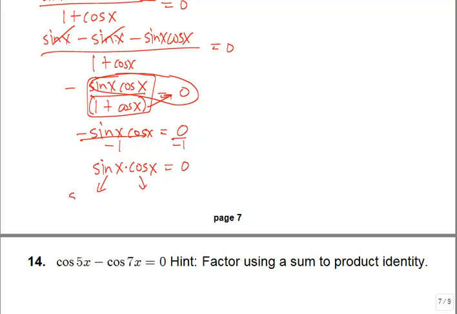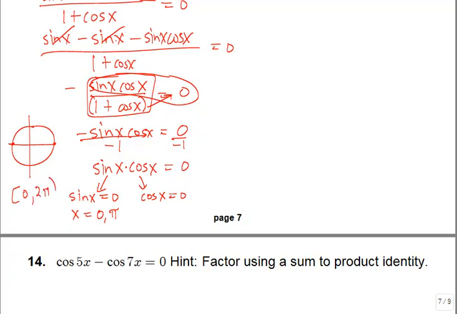So all we have to do from here is take that sine of x and set it to 0, and this cosine of x and set it to 0, and find out what our solutions are. So think about your unit circle. On your unit circle, sine is the y coordinate. Where is y equal to 0 on the unit circle? Here and here. So that's going to be 0 and pi. It would also be 2 pi, but on our interval, we have an open endpoint at 2 pi, so we're not including 2 pi itself.